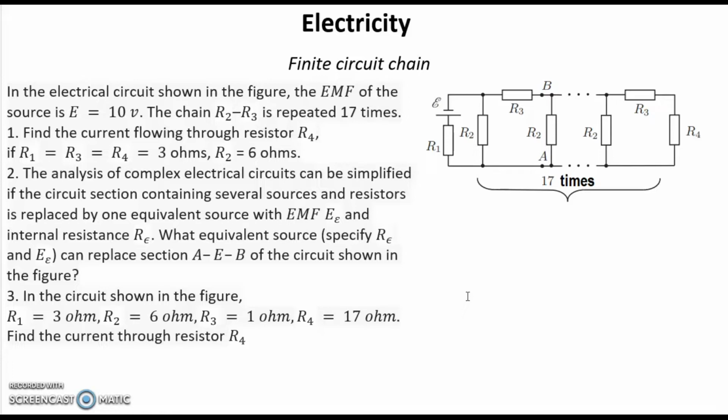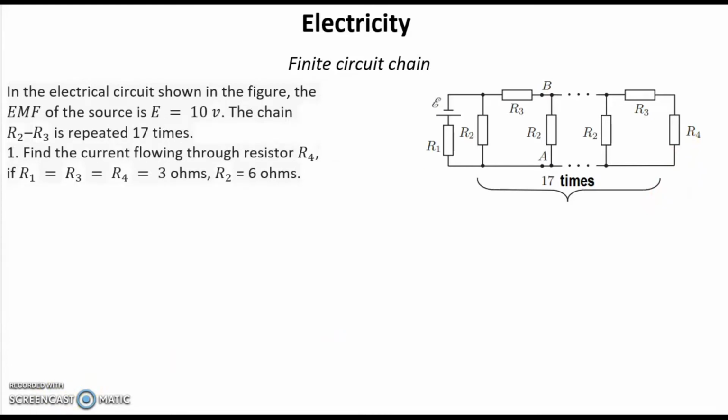And question number 3. In the circuit shown in the figure, now R1 equals 3 ohms, R2 equals 6 ohms, R3 equals 1 ohm, and R4 equals 17 ohms. Find the current through resistor R4 again.